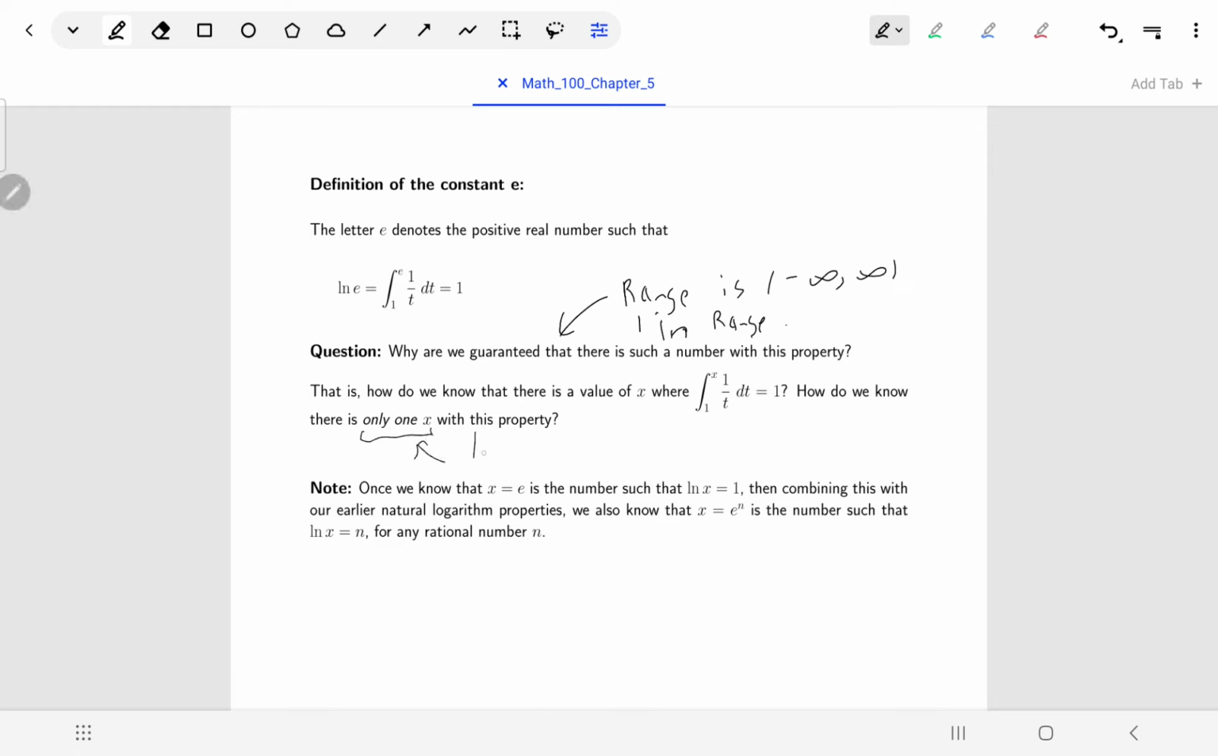And the answer for that is natural log of x is a one-to-one function. So that means if there is a place where it has a y value of 1, then there must be only one place where it has a y value of 1. There won't be multiple places where it has that same y value. So this is a reasonable definition of defining a number because there will be one and only one that has that property.